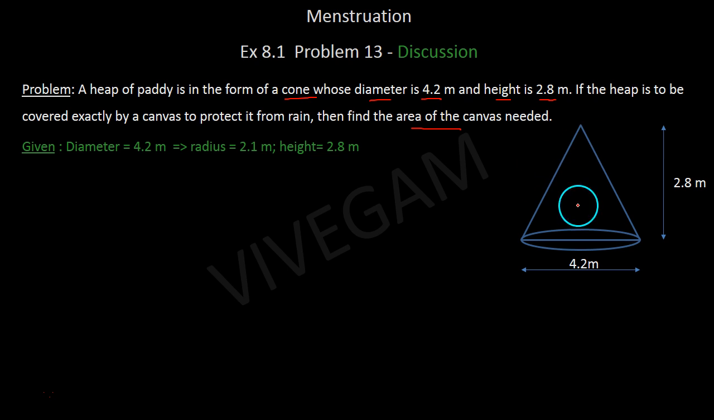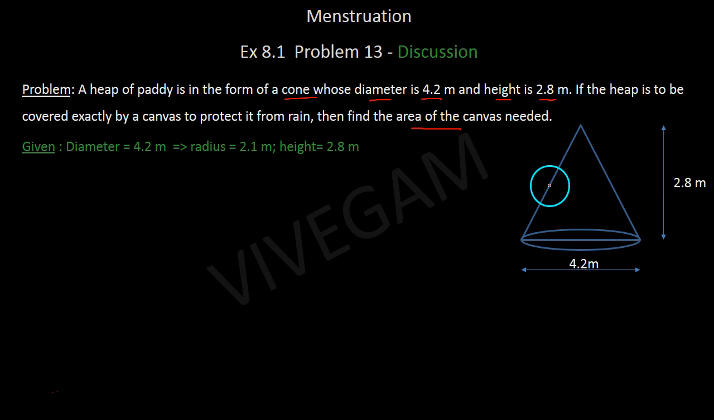So which means the side area, this is what is required. Because the bottom is in touch with the ground, that is not to be covered, and normally they keep it at a slope, so water will not stay there, water will run down. So the whole of the side needs to be covered. That is nothing but the curved surface area of the cone. That gives us the area of the canvas required.